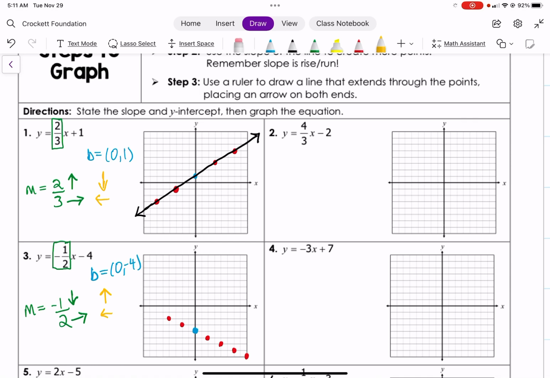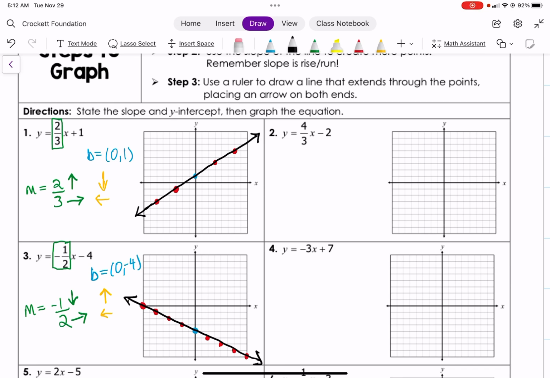So that's pretty much it. You continue using the slope until you run out of graph. Okay? And I think I have one more I can do. Up 1, right 2. There we go. And that goes all the way to the edge of that quadrant. Now, I can go ahead and connect all of my dots with the line. And that's how you graph, okay?